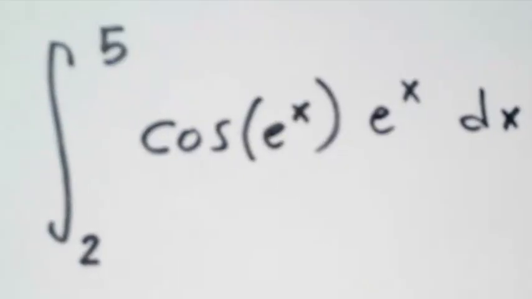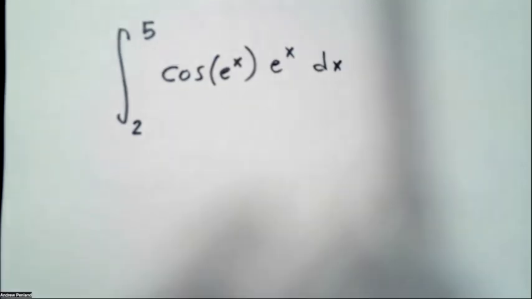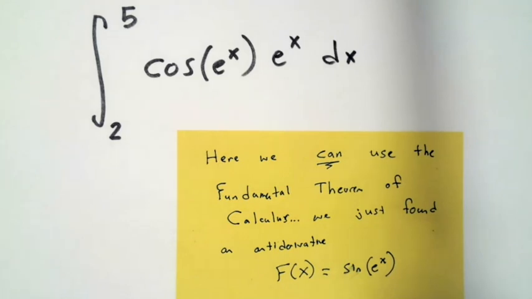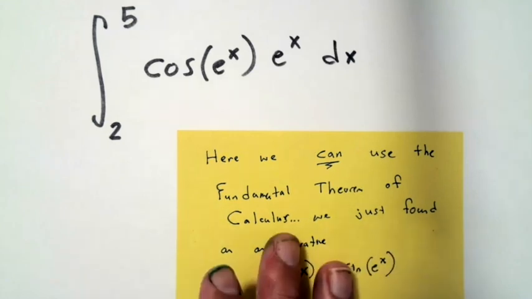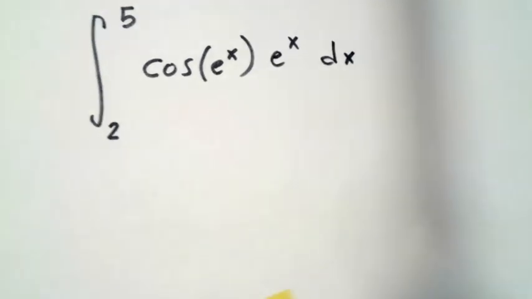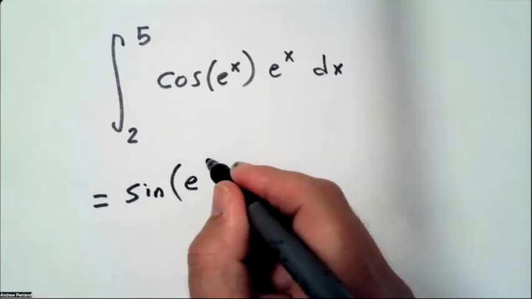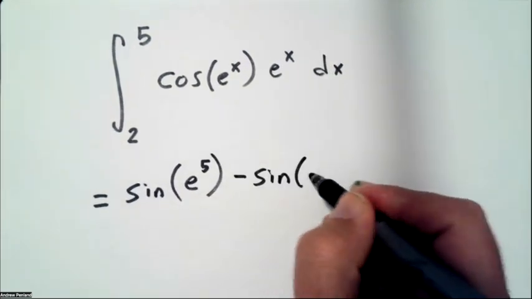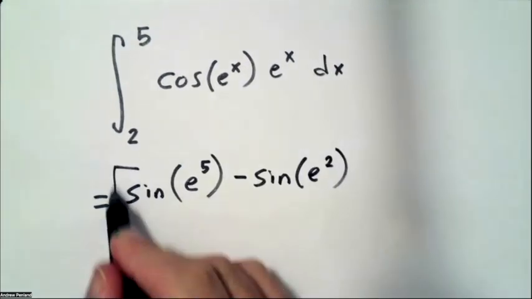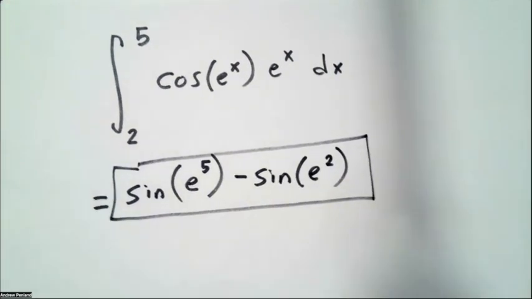Now what if instead, we had a definite integral, like the definite integral from 2 to 5 of cosine of e to the x times e to the x dx. Here it's possible to use the fundamental theorem of calculus, because we can find an antiderivative. In fact, just a second ago we found that the antiderivative was sine of e to the x. So applying the fundamental theorem of calculus gives sine of e to the 5 minus sine of e to the 2. This is an exact answer, though you could approximate it if you want.